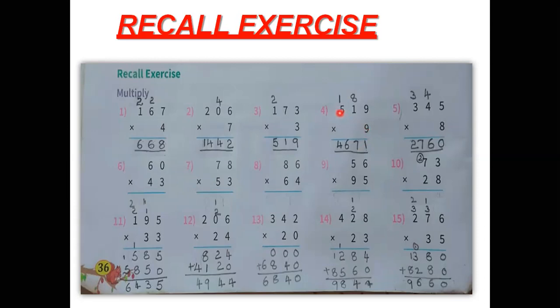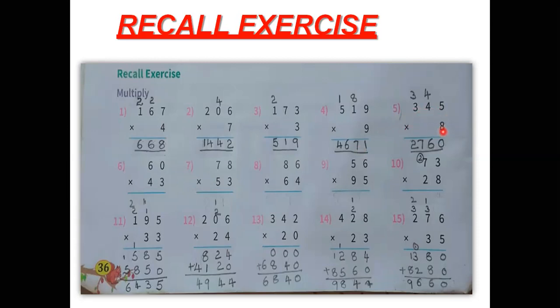Now you have to multiply 9 into 5. 9 fives are 45. 45 plus 1 is 46. So when you multiply 519 by 9, you will get 4671. So this is the answer. Next, let us see the next sum.